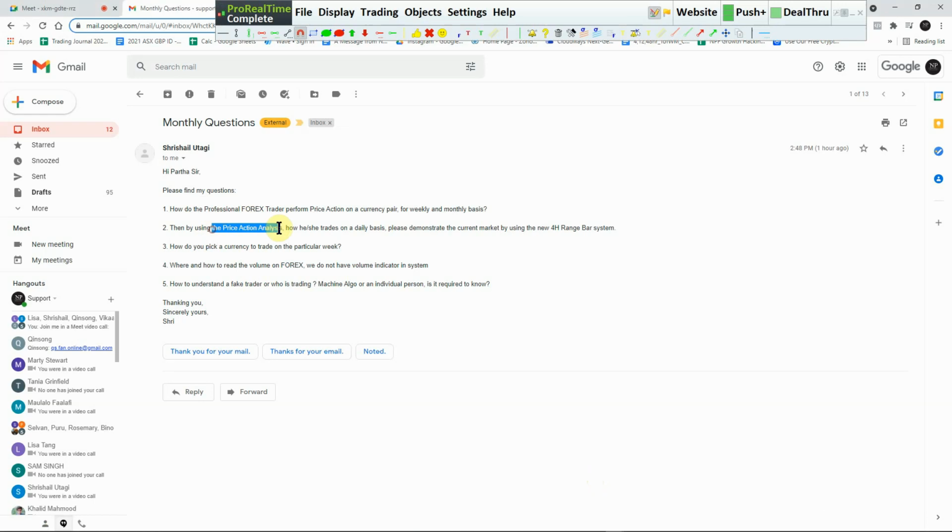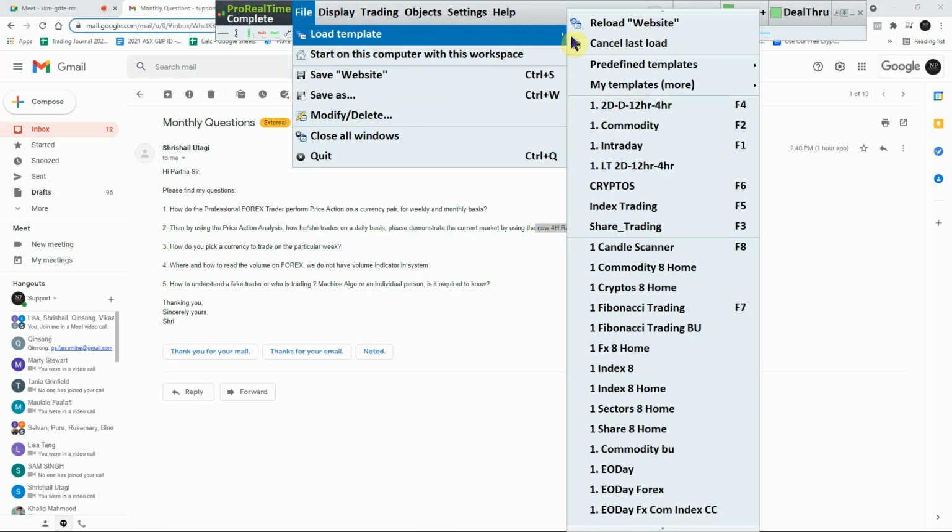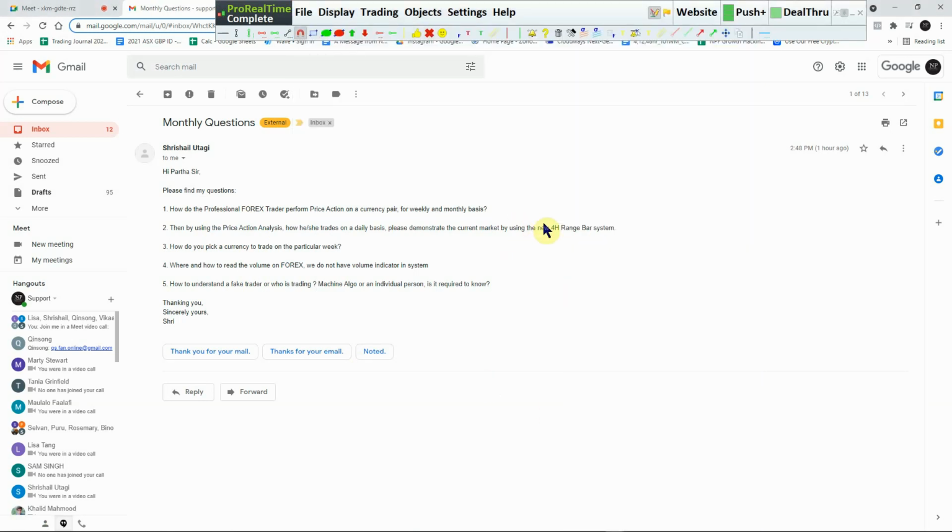Then by using the price action analysis, how does he or she trade on a daily basis? Please demonstrate the current market by using the 4-hour range bar system. I think for this you have to take a class with me. Okay, let me try, but I think it will take time because most of them will not. But let's try this one. Okay, I'll answer this last.